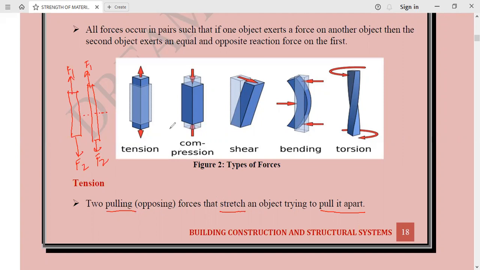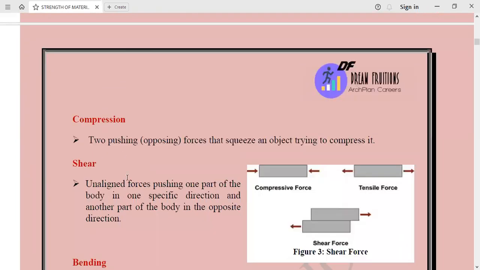So in tensile force, you have to remember three things. First, it is a pulling force. Second, it will stretch the body. And third, it will try to pull the body apart. Now we have discussed the tensile force. We will move on to another force, that is compressive force. In compressive force, you should remember that this is a pushing force. You have to apply a pushing force for compression, and the force will try to squeeze the body and compress it.